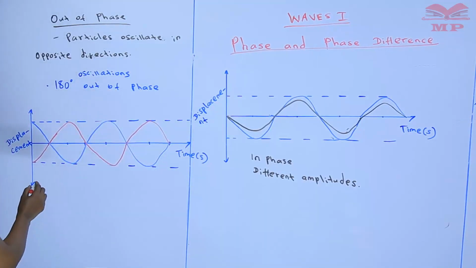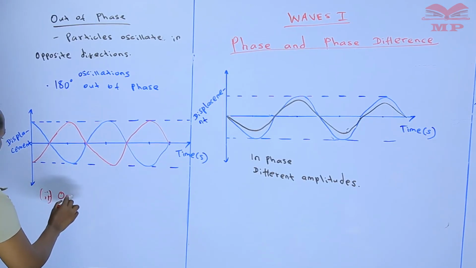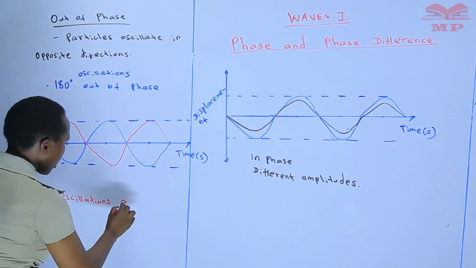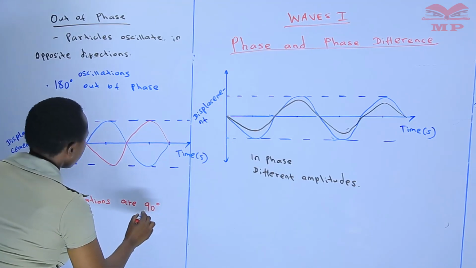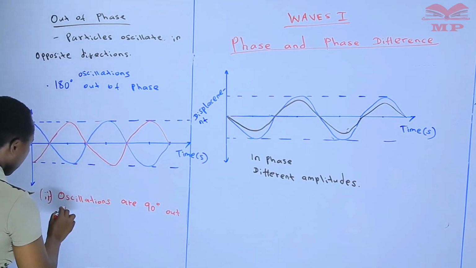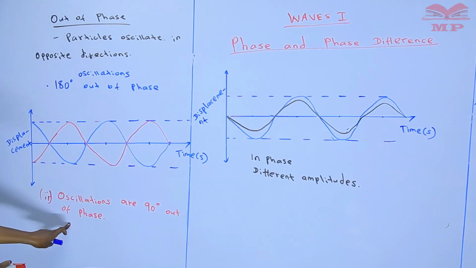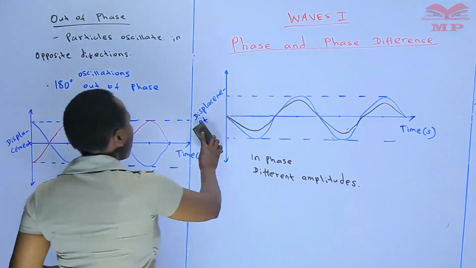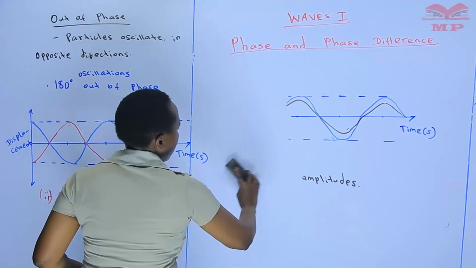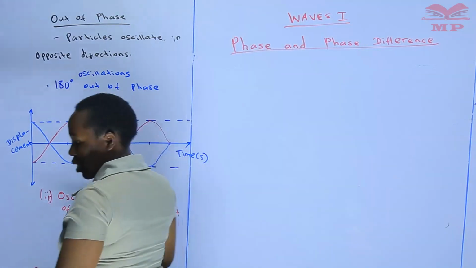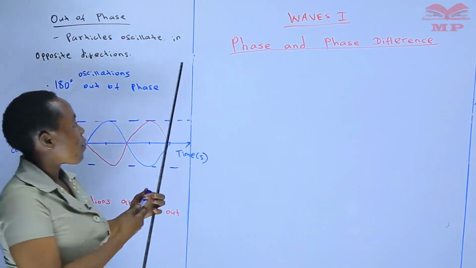Again, you can also be told, and this one you can answer, to draw a wave whereby the oscillations are at 90 degrees out of phase. So I'd like you to have this sketch. So you start with the first wave, you draw the first wave. I can draw the first one. Then using the same, you draw another wave which is 90 degrees out of phase. So to start with, you can have the following.